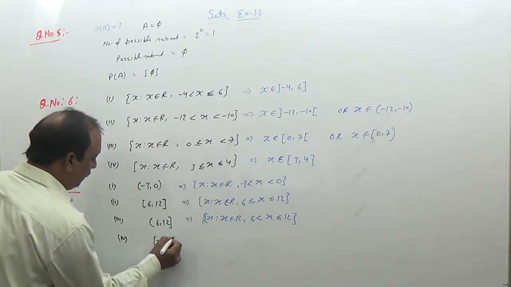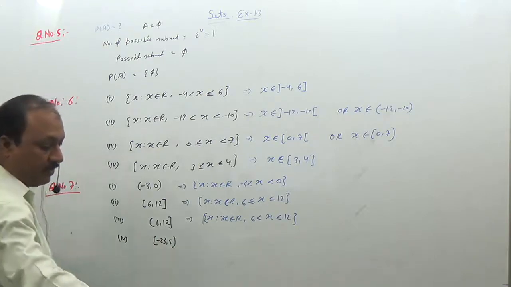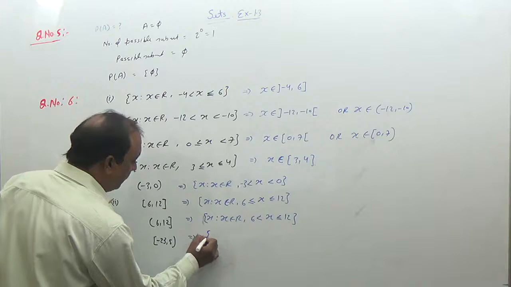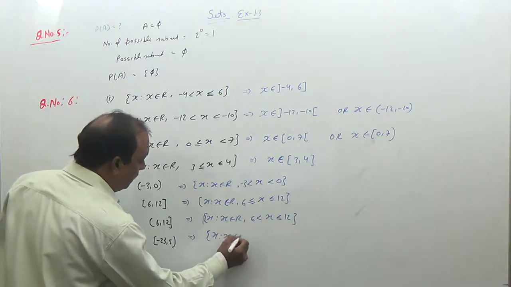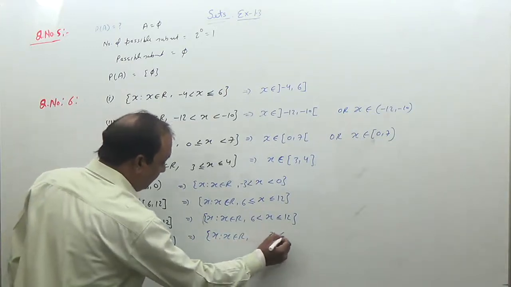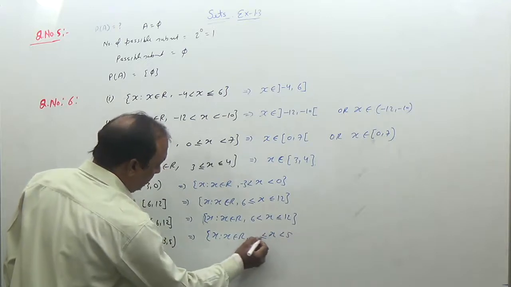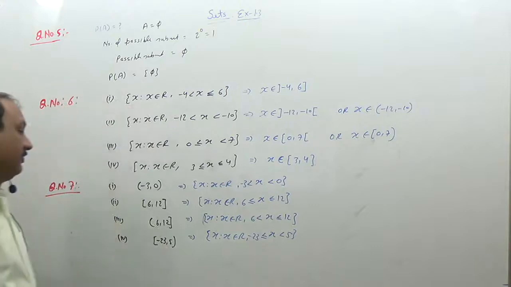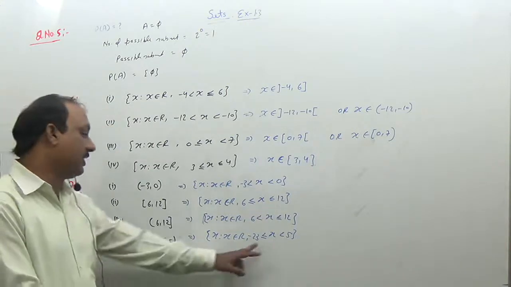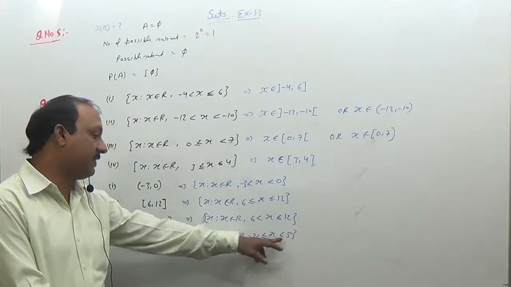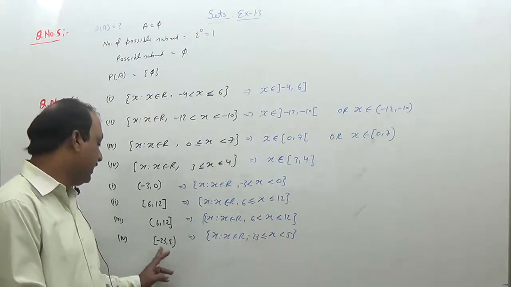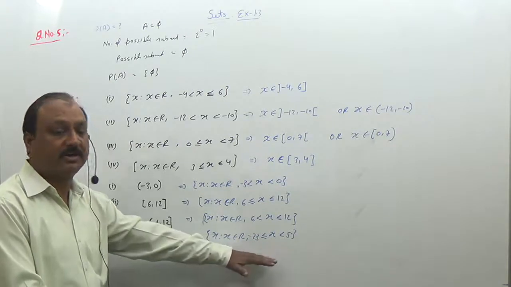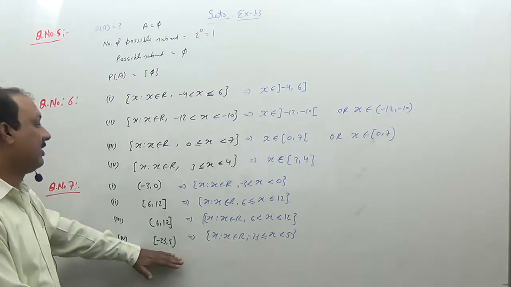Minus 23 to 5. So this is a closed open interval. Its set builder form is x such that x belongs to R, x less than 5 but more than or equal to minus 23. So this is the set of all real numbers which are less than 5 and more than or equal to minus 23. Where the interval is closed, equal comes; where it is open, equal does not come. So these are the set builder forms when the intervals are given.